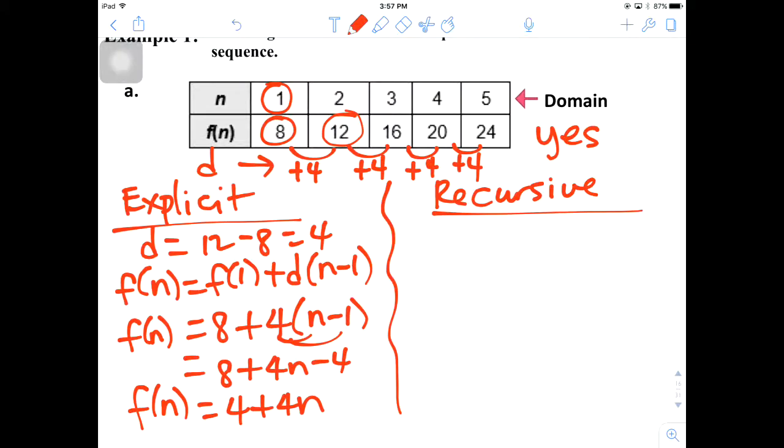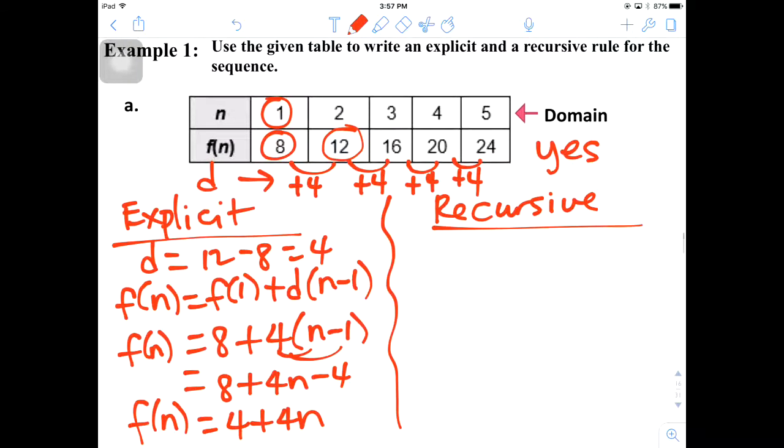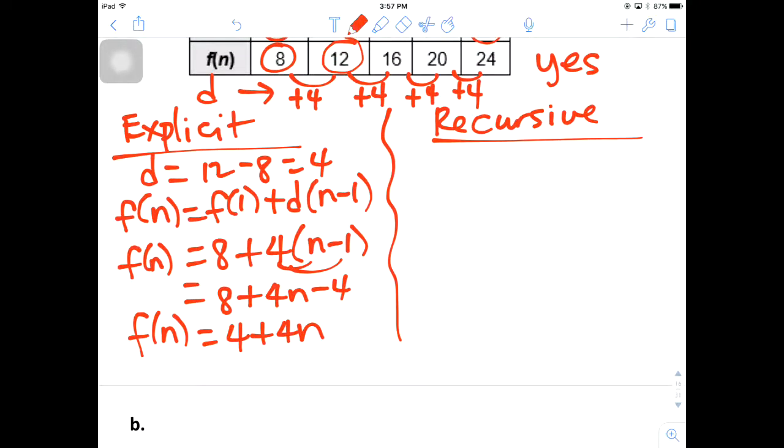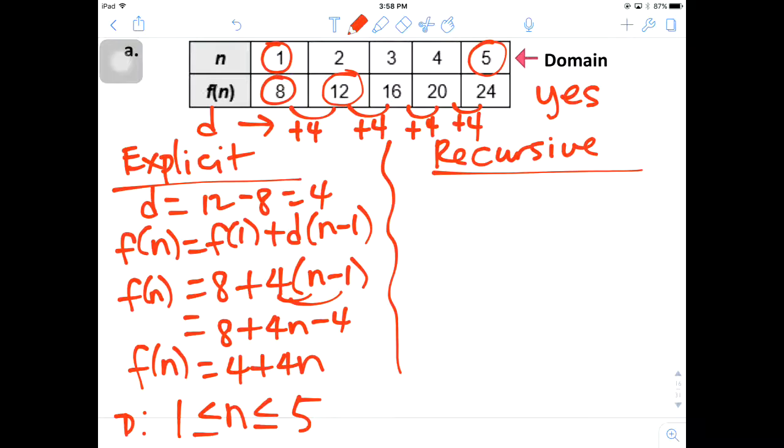And it also says that the domain, since this list is finite, which means it stops at the 5th term, we can specify the domain for this sequence. So we can say that n goes from 1 to 5, and that's the domain. If you see those 3 dots at the end, that means this is an infinite list and it keeps going. But for right now, this is a finite sequence.